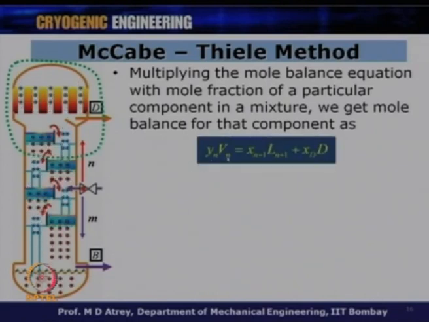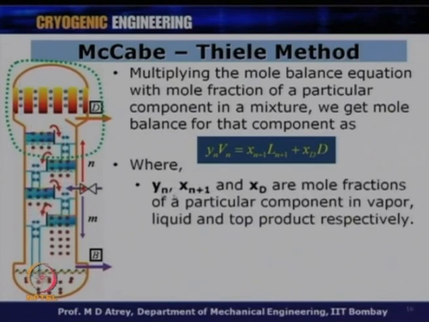So, therefore, Yn Vn is the number of moles of a component which is going up. Let us say nitrogen: Yn Vn, because I know Yn is the fraction of nitrogen in the mixture. So, Yn Vn gives the vapor amount of that one component of this mixture, and Xn plus 1 Ln plus 1 is the number of moles of that component which is coming down. At the same time, Xd into D is the moles of that particular component which is leaving this control volume. So, now we are doing a component mole balance from the earlier complete mole balance.